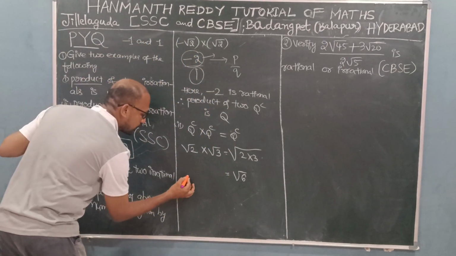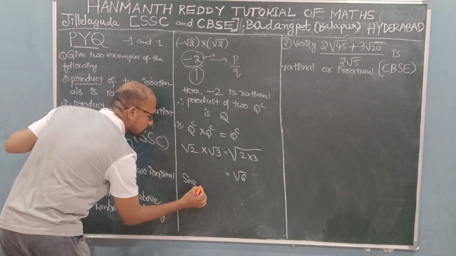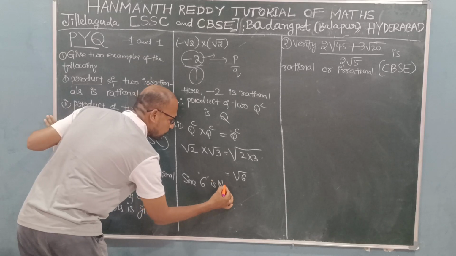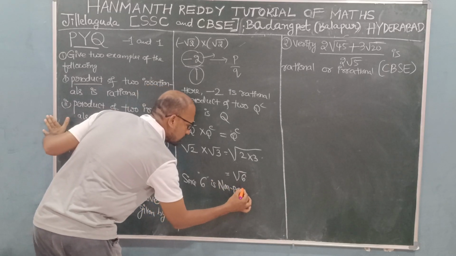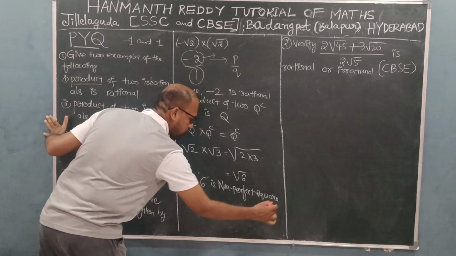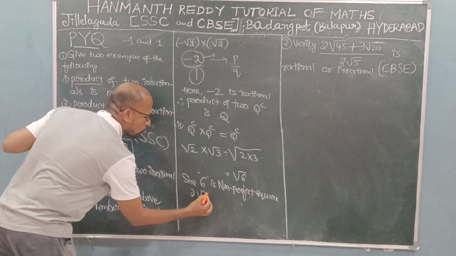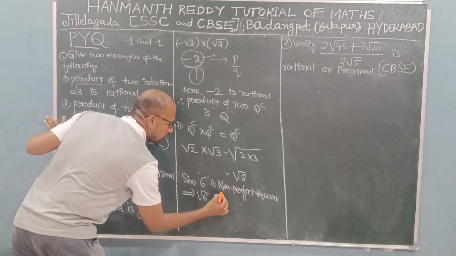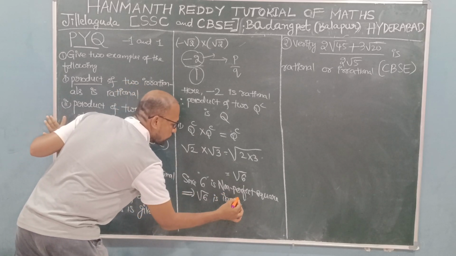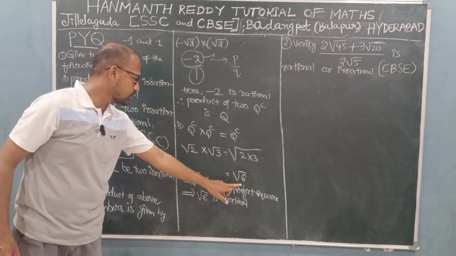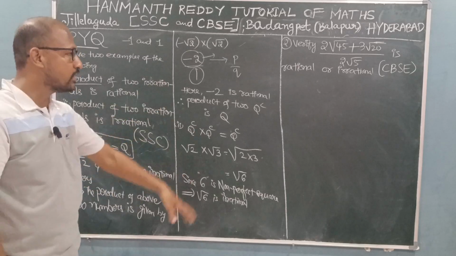Since I am writing the reason: since 6 is a non-perfect square, that implies √6 is irrational. Therefore, the product of two irrationals is irrational in that example.